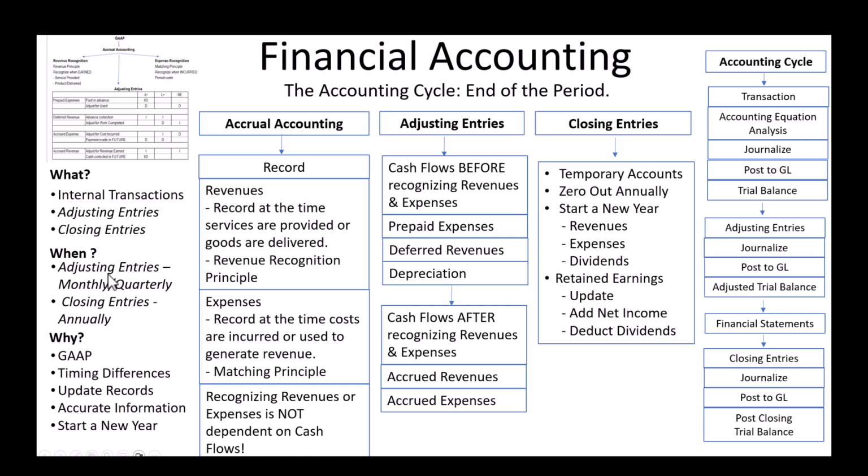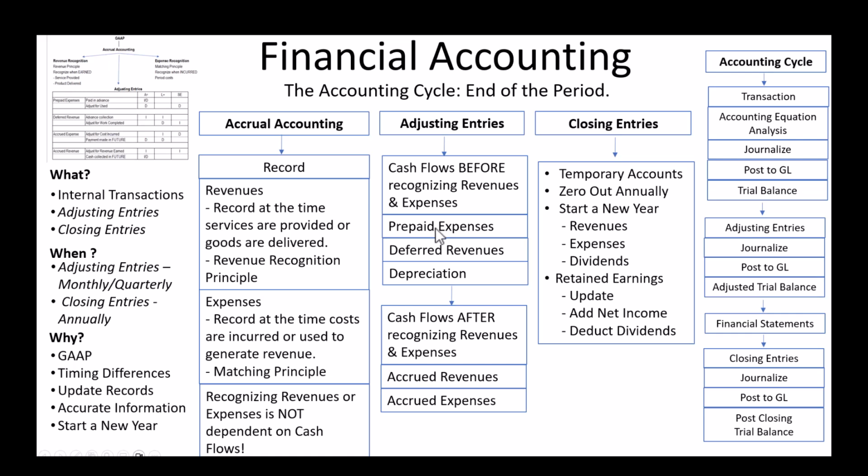Adjusting entries are a necessary part of accrual accounting due to the timing differences which require updated balances in the accounts involved. During this chapter, you will learn how to analyze, record, and post 5 types of adjusting entries. You will do adjusting entries for prepaid expenses, deferred revenues, depreciation, accrued revenues, and accrued expenses. For prepaid expenses, deferred revenues, and depreciation, you will find that cash flows take place before we recognize the revenue or expense.